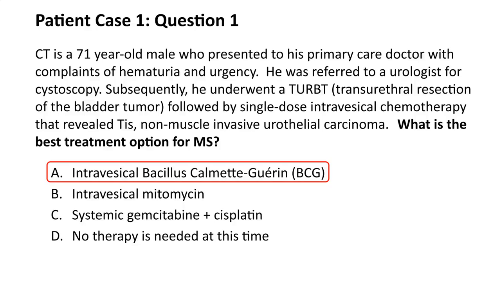The best answer for this question is intravesicular BCG. This is somewhat of a typical presentation with hematuria followed by TURBT and then peri-procedure intravesicular chemotherapy, which is why we wouldn't continue typically with adjuvant mitomycin going forward or induction. There's no reason for systemic therapy, but we do know that intravesicular BCG does help prevent recurrence, making A the best option.